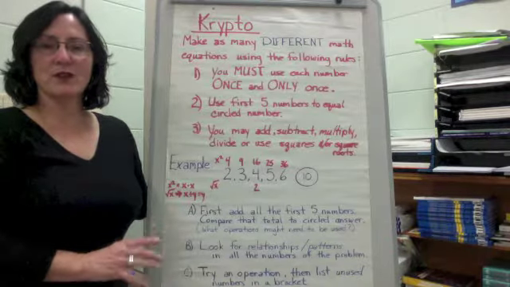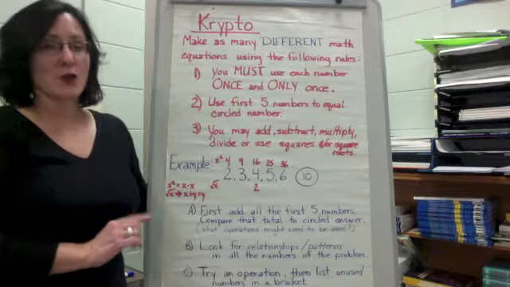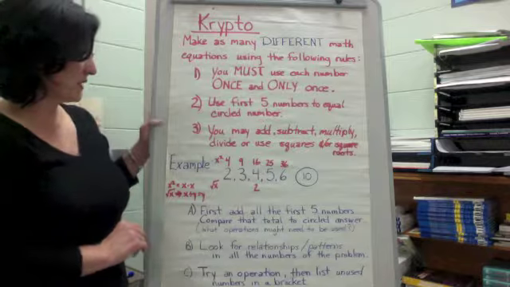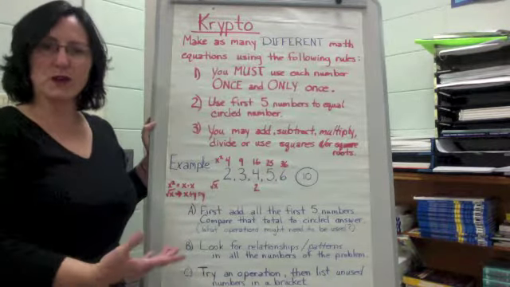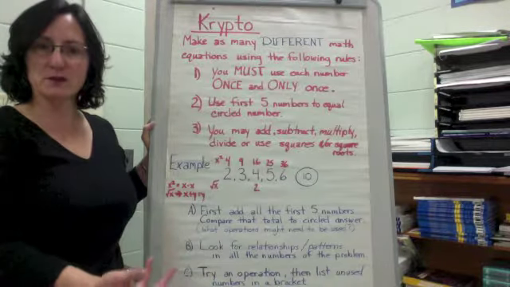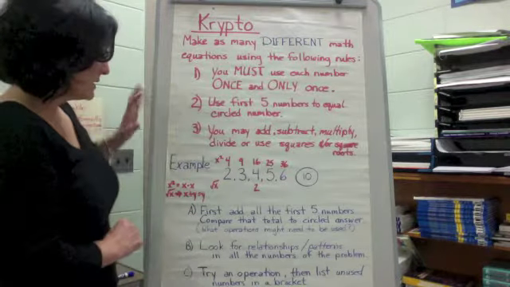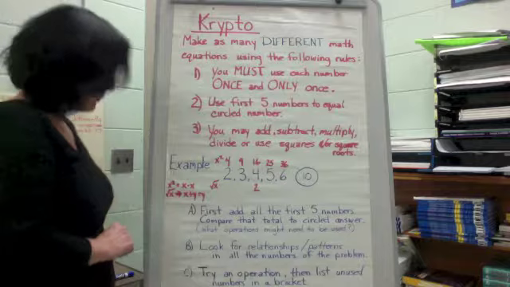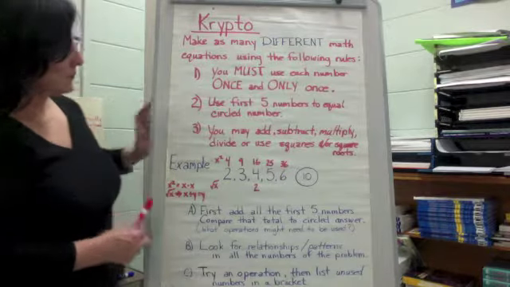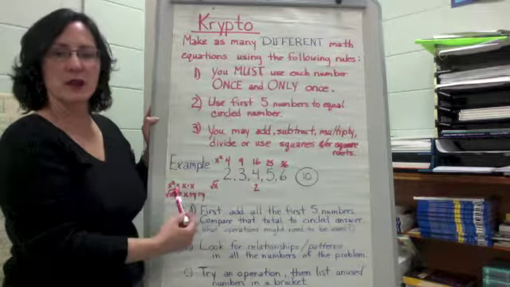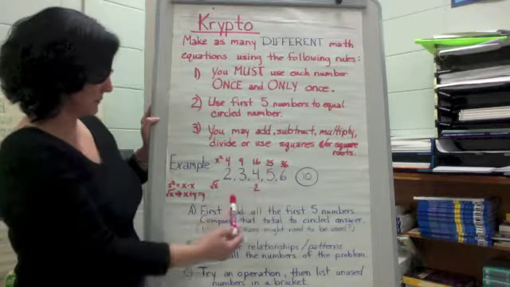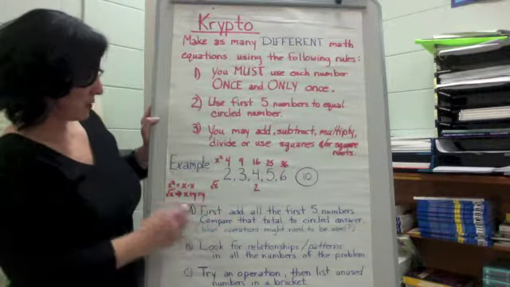Students may add, subtract, multiply, divide, use squares or square roots. For the younger kids, I give them the squares and the square roots, but I continue to explain what a square number is and what a square root of a number is. So if we start out with our first example, the numbers are 2, 3, 4, 5, 6, and then the circled number is 10.